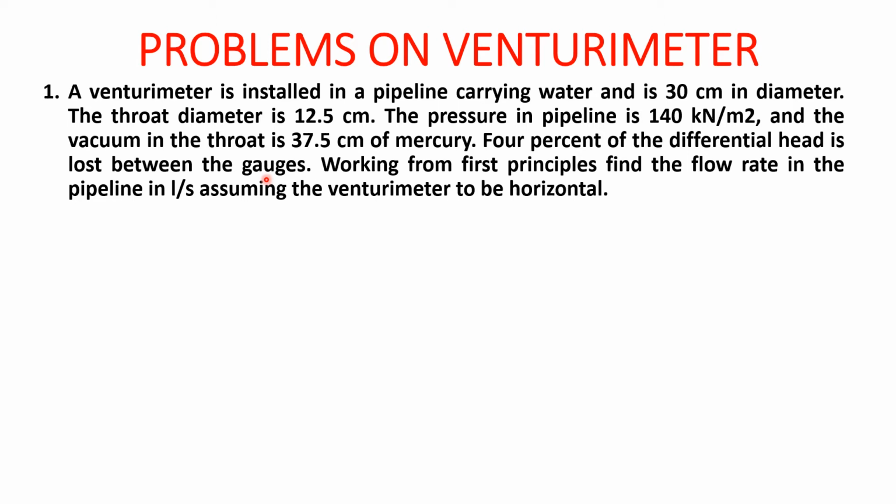Then 4% of the differential head is lost between the gauges. So see guys, the gauges are not giving us the accurate reading. So 4% of the differential head is lost in the gauges. Working from first principles, find the flow rate in the pipeline in liters per second, assuming the venturimeter to be horizontal. So the venturimeter is installed horizontally in the pipeline, and we have to find the flow rate, that is the discharge, in liters per second.